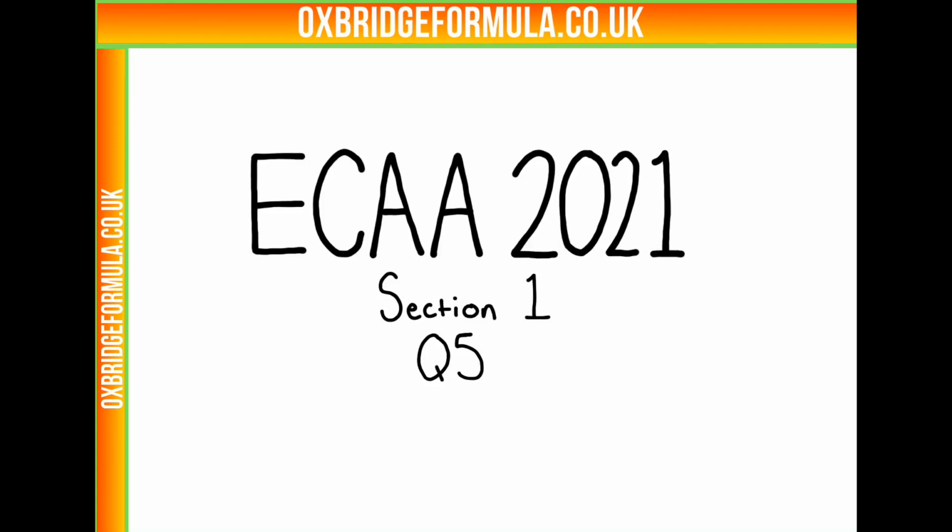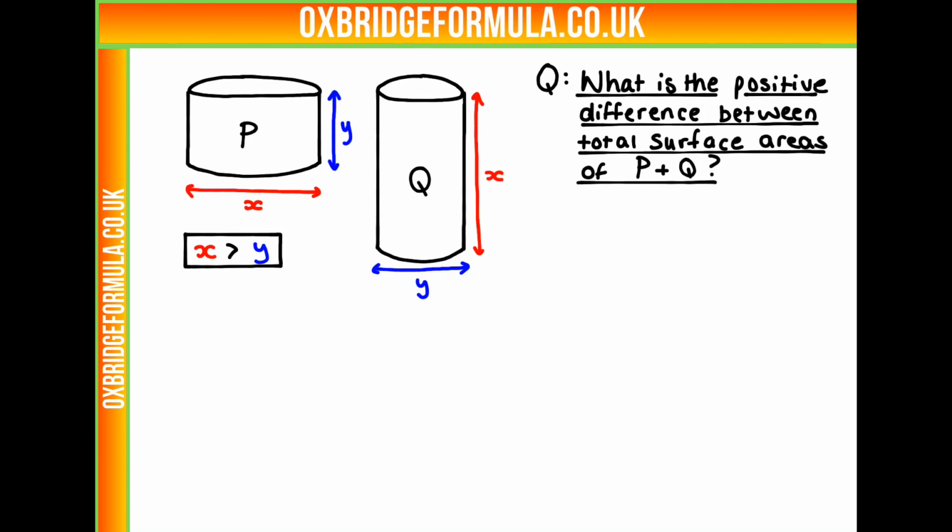This is ECAA 2021, Section 1, Question 5. In this question we have two cylinders, P and Q, one which has a diameter of x and a height of y, and the other which has a diameter of y and a height of x. We're told that x is bigger than y, and we are asked to work out the positive difference between the total surface areas of P and Q.